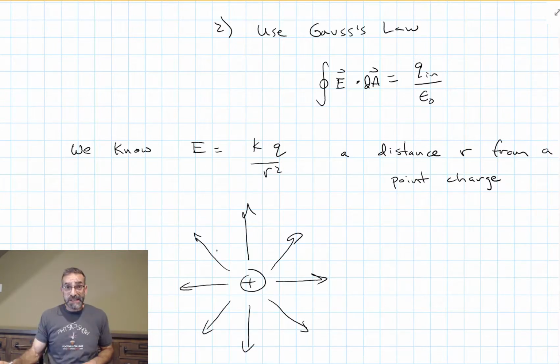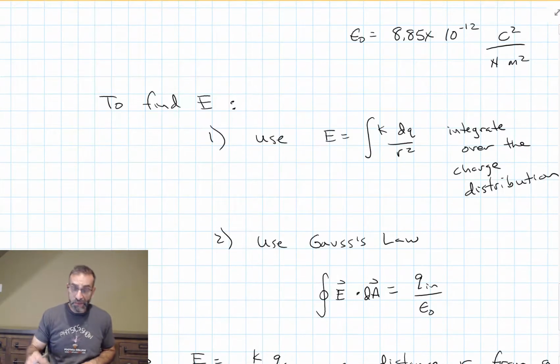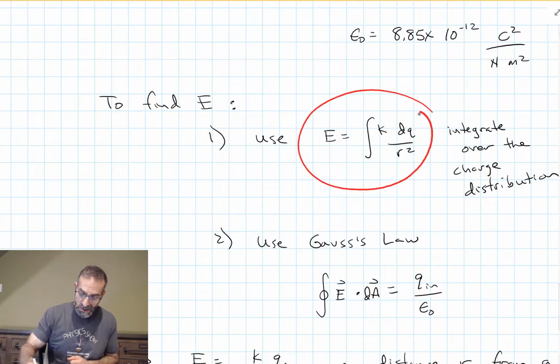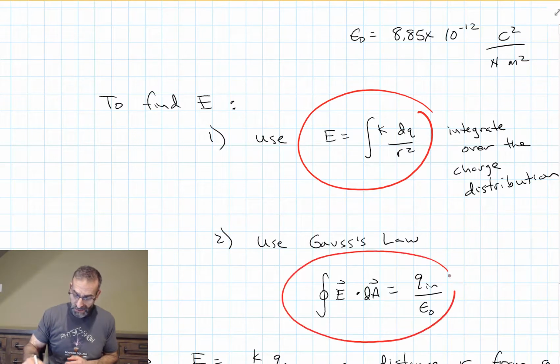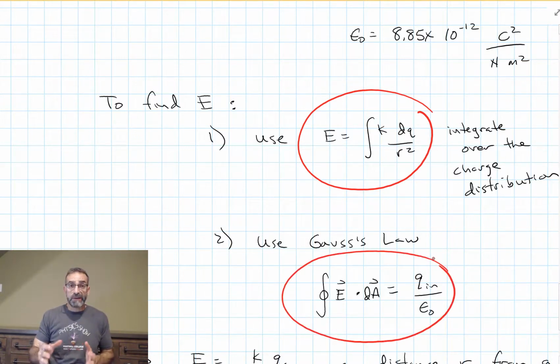And the key to using Gauss's law is that we look for certain symmetries in our problem. Let's go back and take a look at our two methods for finding the electric field. There's an integral here where we're integrating over the charge distribution. There's an integral here where we're integrating over the area around some enclosed shape. We want to pick whichever one is easier to do. Sometimes these integrals are very hard. Sometimes they're a little simpler. We want to pick the integral that's the easiest to do.